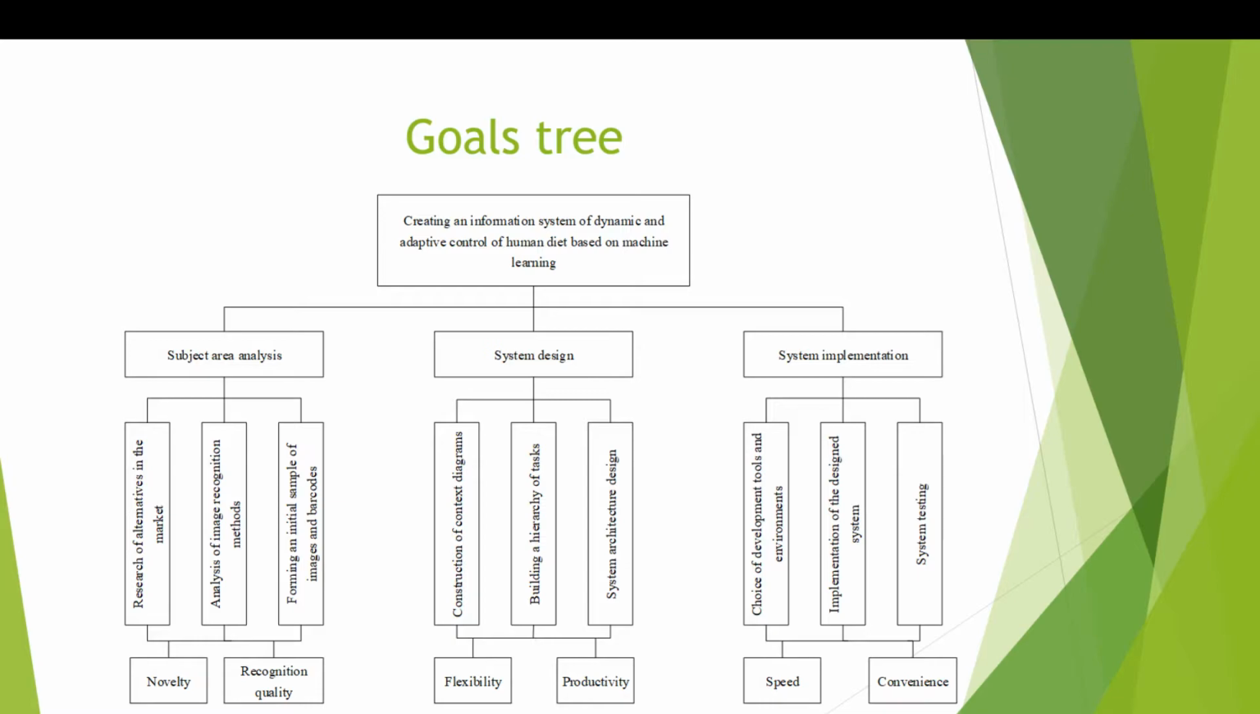The definition of the type of information system will be evaluated in relation to 6 characteristics, such as novelty, recognition quality, flexibility, productivity, speed, and convenience. Thus, the result of the method of hierarchy analysis is the chosen information system to support decision making. If you're interested, all calculations are stored in our article directly.